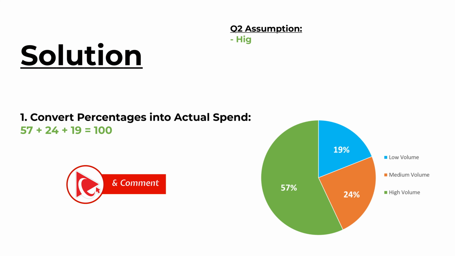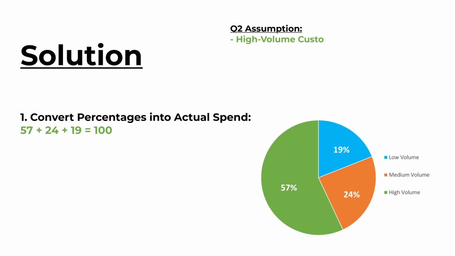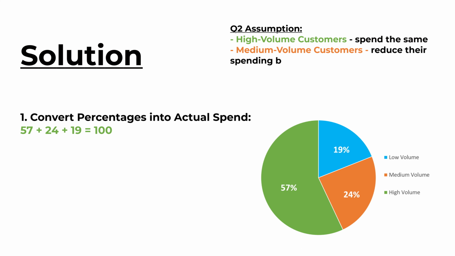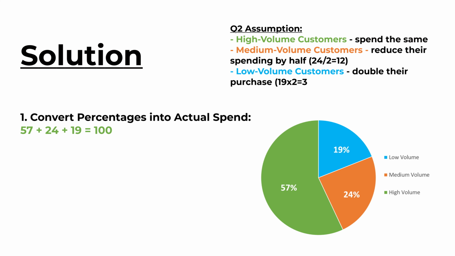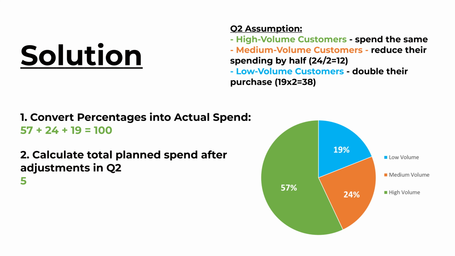Now, in the next step, we can calculate total planned spending in Q2. 57 for high-volume customers will remain the same, but we know that the medium-volume customers will spend half, and half of 24 is 12. And then we know that the low-volume customers are planning to double their spending, which would be equal to 19 multiplied by 2 as 38. So the new equation will be 57 plus 12 plus 38, which would be equal to 107.